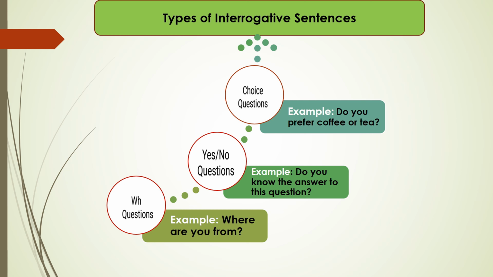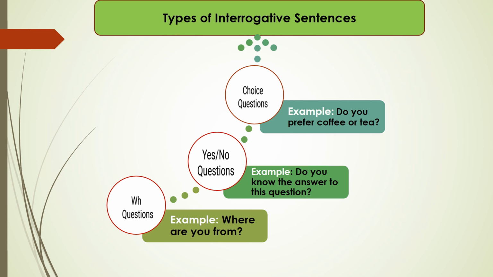So what about the first one, choice questions? Choice questions means we have to choose between two things. Here you have an example: Do you prefer coffee or tea? So here we have to choose between coffee or tea. The second type is yes or no questions. The example is, do you know the answer to this question? Here I have to answer by yes or no. Yes, I do. No, I don't.